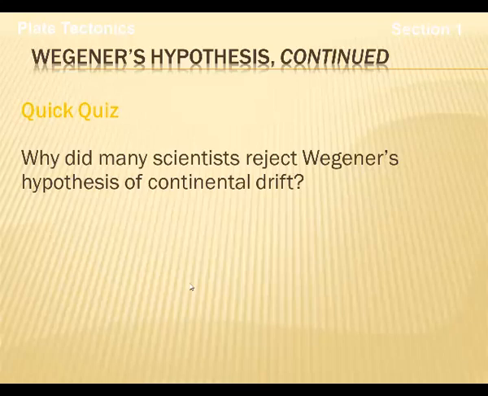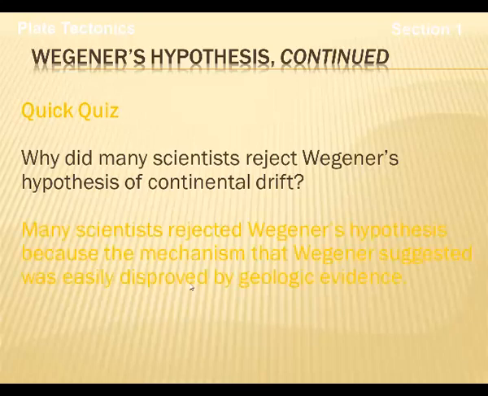In science, it's not enough for us to have evidence. We also have to have a way in which the process that we're predicting could occur. We have to have a mechanism that would drive this process. And so many scientists rejected Wagner's hypothesis because the mechanism that he suggested was easily disproven.